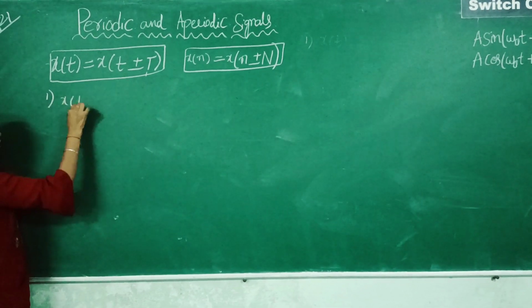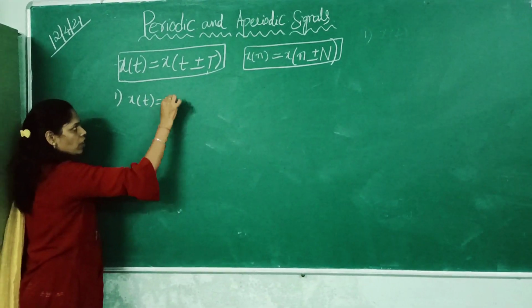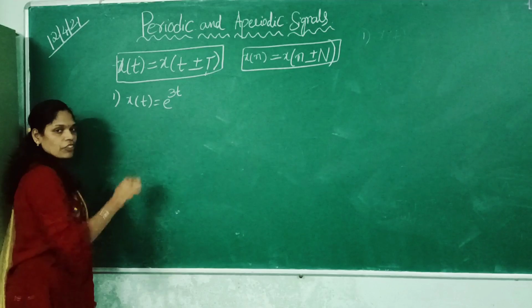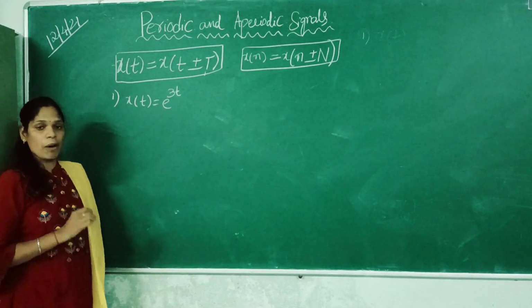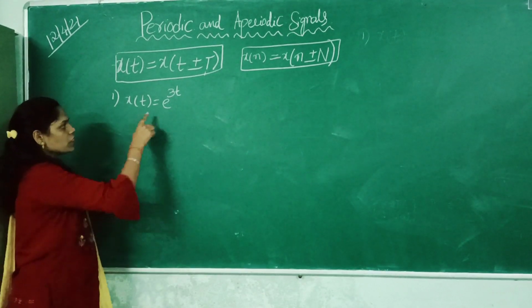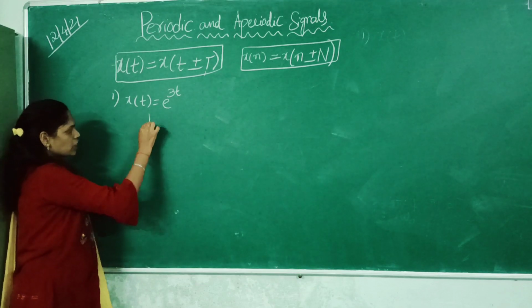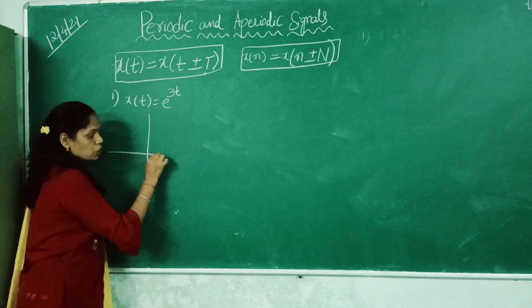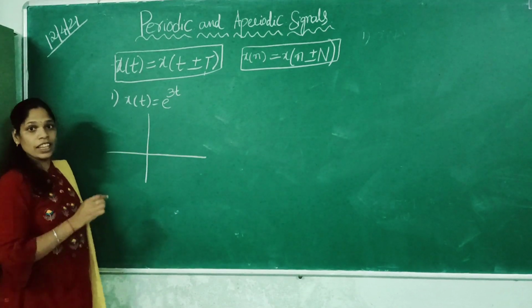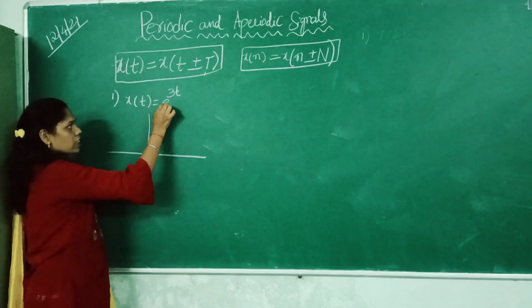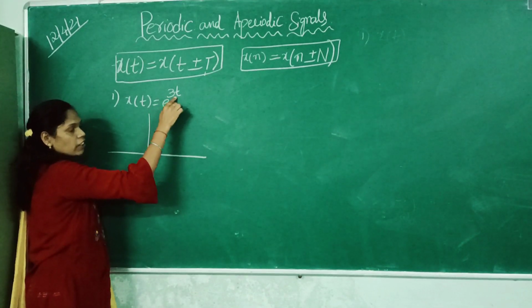One more example. For example, x of t equal to e power 3t. I want to find out whether it is a periodic signal or an aperiodic signal. First I will draw this signal. This signal is a real exponential signal. E power 3t. Real exponential signal, if t equal to 0.